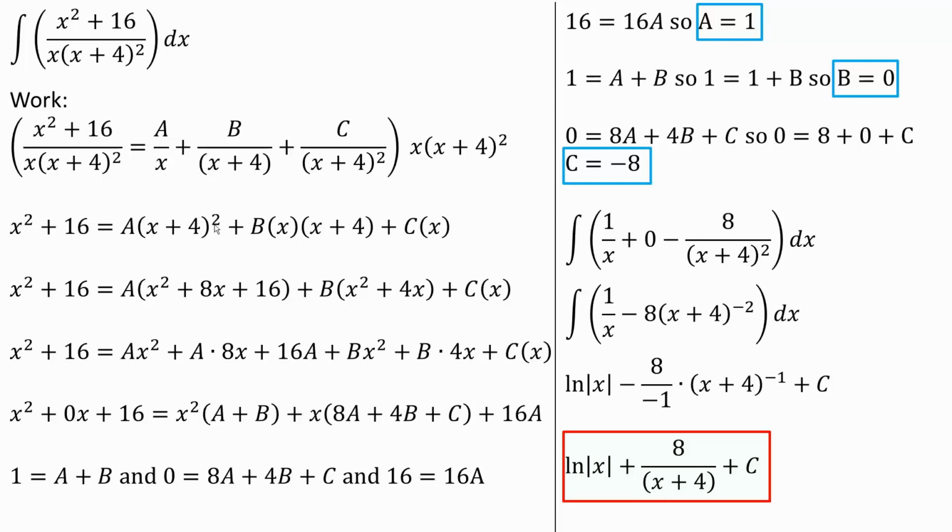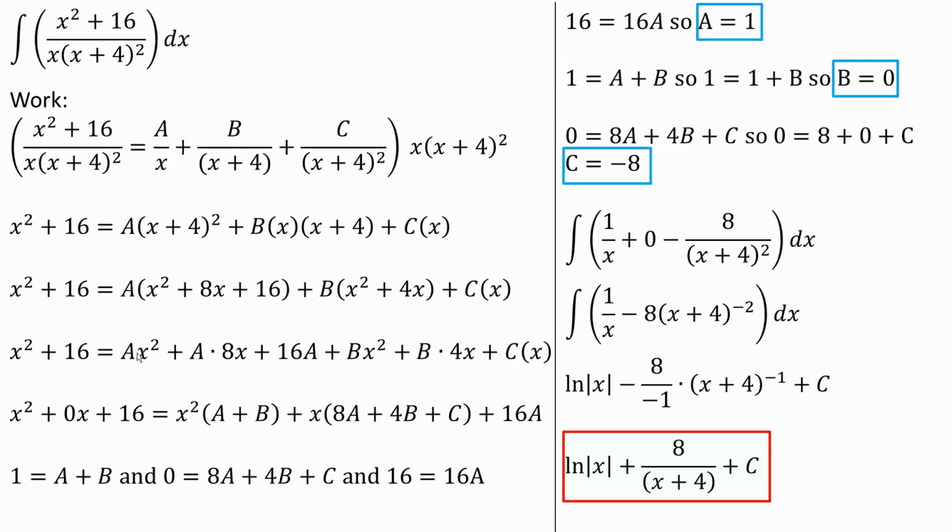Next we can expand. So x plus 4 squared is x squared plus 8x plus 16. And then x times x plus 4 would give us x squared plus 4x. Next we can also expand, so a times x squared plus a times 8x plus a times 16 plus bx squared plus b times 4x plus cx. And now we will group. So we're going to group the x squared terms, the x terms, and the constant terms.